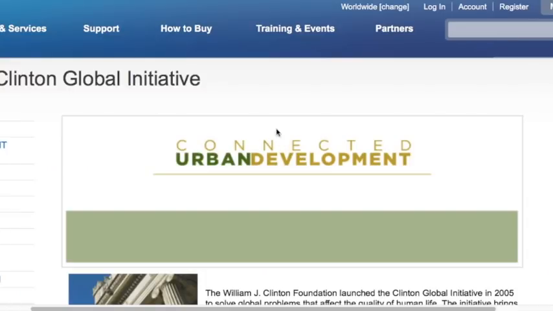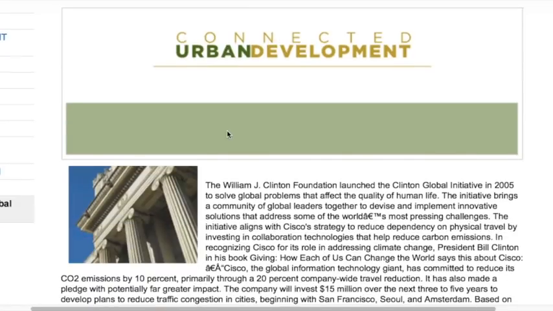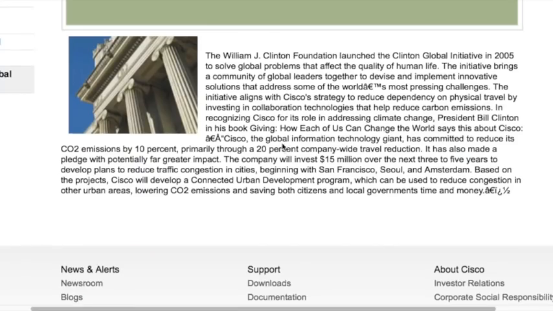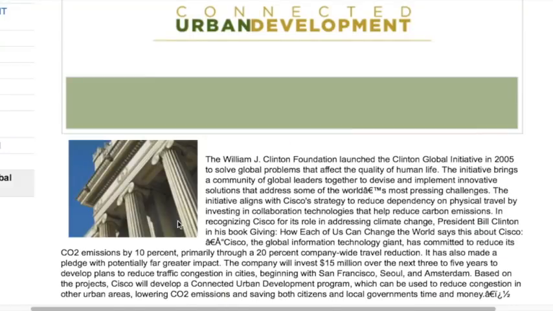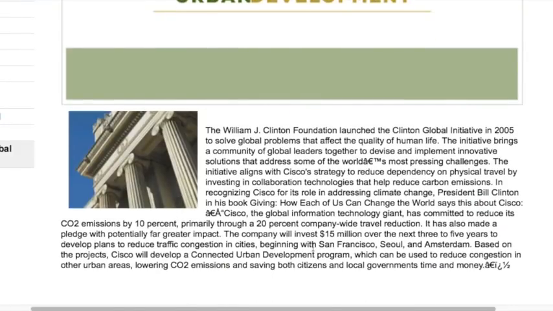So we look at Cisco, the tech giant. There's this old post here, 2005, where the Clinton Foundation launched the Clinton Global Initiative, which was about changing the world and changing CO2 emissions and ultimately getting everybody into smart cities. That's what this is really all about. So they're talking about freeing up congested cities.